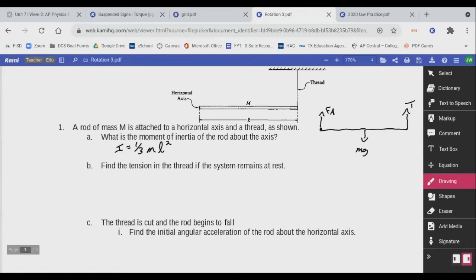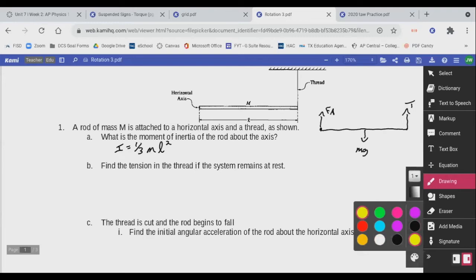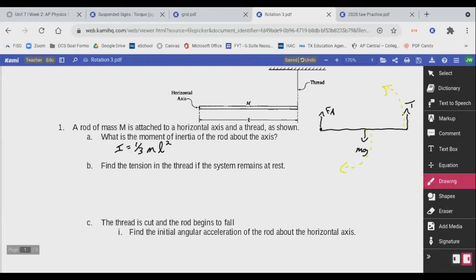Okay, I know that the tension on the right, I'm going to change colors a little bit. Let's put the yellow in. The tension on the right wants to make this thing rotate that way. And then since my pivot point's on the left, I know that gravity wants to make it rotate that way. Yeah, the yellow sort of shows up. I didn't want it to be intrusive to my drawing, but I at least wanted to isolate a couple of things. It says find the tension in the thread if the system remains at rest. Okay.